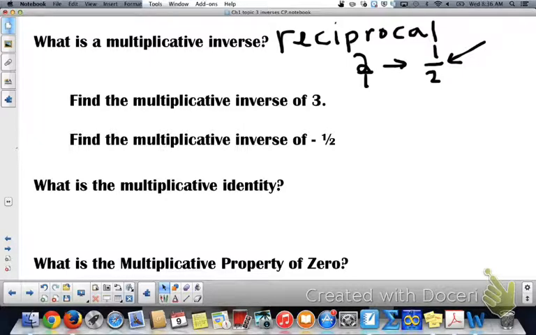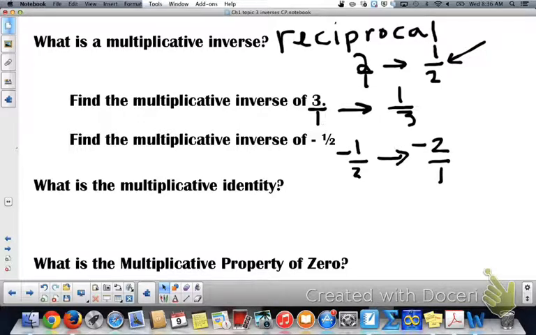So when you find the multiplicative inverse of 3, you're looking for the reciprocal, which would be 3 over 1. The inverse would be 1/3. The multiplicative inverse of negative 1/2: if you start with negative 1/2, the reciprocal, as you flip it around, becomes 2 over 1. Was negative, stays negative. Okay?